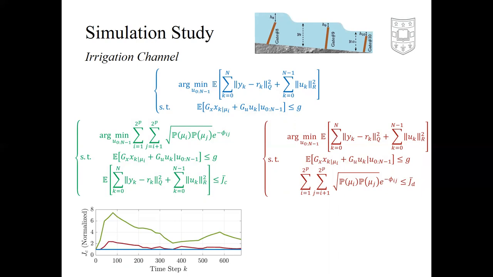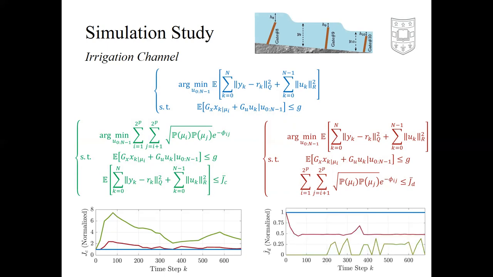The first graph is the obtained normalized control cost function. As expected, the blue one has the lowest cost, and the green one has the highest cost, because the green one prioritized the detection objectives, and in the blue one, we only consider the control cost function. And the second graph shows the obtained detection cost functions. Again, as expected, the blue one has the highest cost because it doesn't consider the detection objectives, and the green one has the lowest cost because it minimizes the detection objectives.